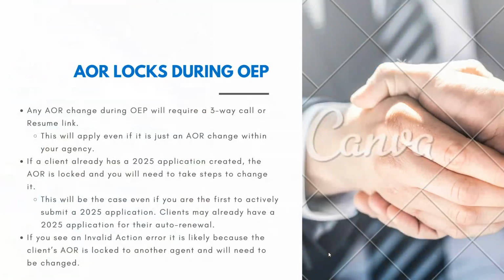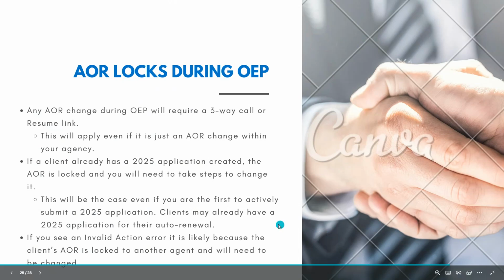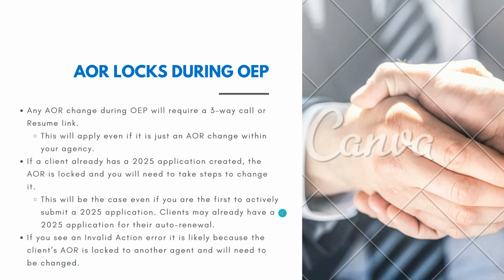So any AOR change during OEP will require the three-way call or the resume link. This will apply even if it's just an AOR change within your agency. So that's a big one. If you're changing just within the agency, you're still going to have to go through this process. So if a client already has a 2025 application, if they went on to say healthcare.gov and they started playing around and they already started the process, once again, you're going to have to do this. This will be the case even if you were first. So the AOR is still going to be in place as far as doing those two steps, either the three-way call or the resume link.